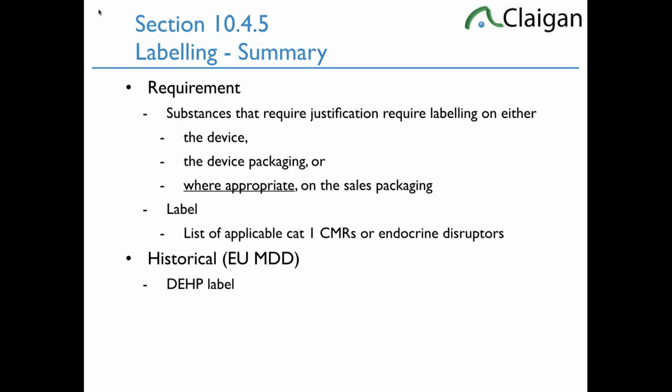Now, even if you justify it, you still have to label it. So nothing comes out, it's perfectly fine, you've justified it. You still have to label the device, the packaging, or where appropriate on the sales packaging. This is like you used to have to put the DHP label on it for catheters and such and tubing that had DHP. Now it applies to all category 1 CMRs or endocrine disruptors. Anything over 0.1% by weight needs a label. You have to label the device or the device packaging or where appropriate the sales packaging.